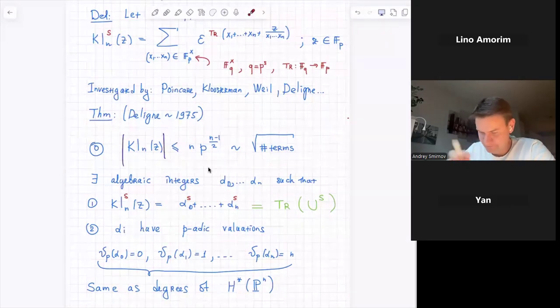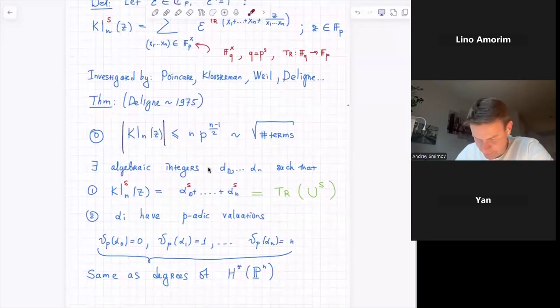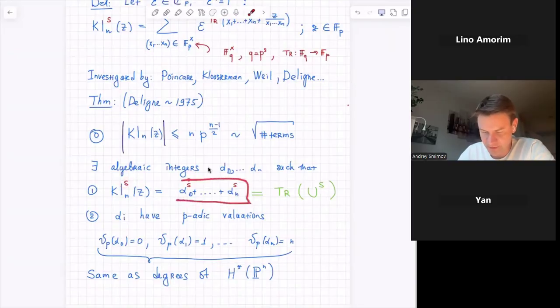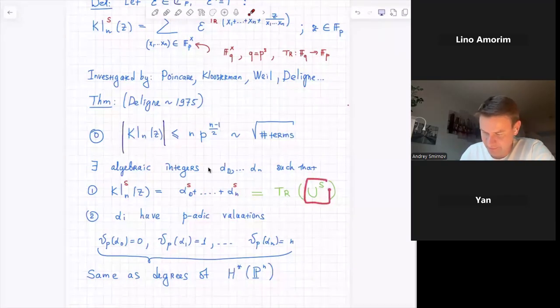Yes, and so there are some algebraic integers. The s-th power, so to say, of this Kloosterman sum is given by the sum of s-th powers of these algebraic integers. So it looks like a trace of some power of a matrix, where the alphas appear as eigenvalues of this matrix, and again, a bit later, that matrix is going to be a Frobenius structure for the corresponding quantum differential equation.